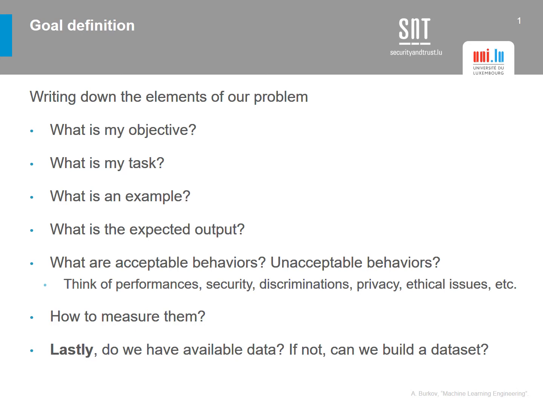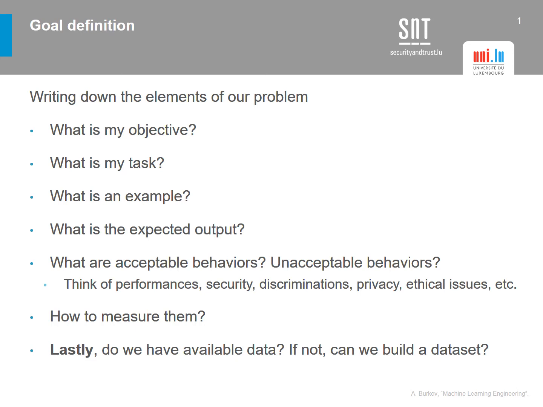So the objective is very general, but the task is more specific. Then inside my task, what we want to solve, we have what is an example. What is the thing that we want to predict, or what is the main element that we want to study? Then another question is what is the expected outcome? So for each example, what output will be useful? What should our system provide as an output?